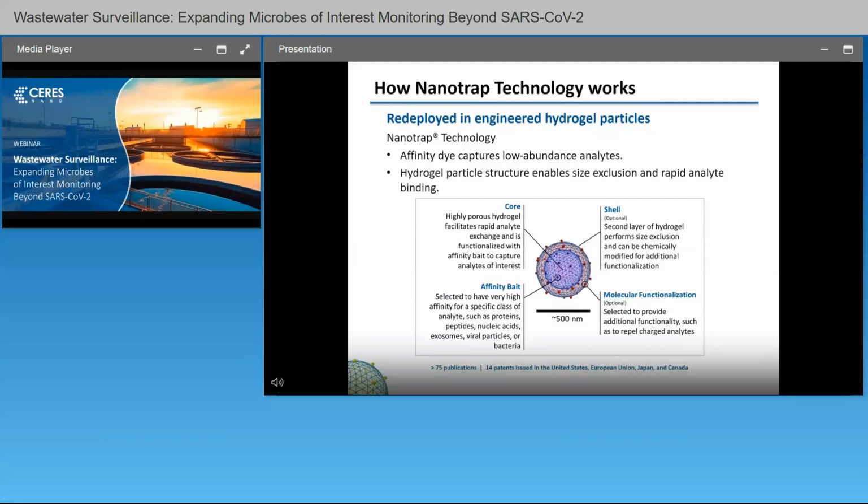Specifically with the Nanotrap particles, we attach histology dyes and other affinity baits to our hydrogel particles to bind specific classes of analytes. Analytes bind to the hydrogel particle, which is a porous material, allowing for rapid diffusion of analytes from solution. Also, we can add additional functionalities to the Nanotrap particles. For example, our current products have a magnetic functionality, so we can use magnets to easily pull them out of solution.